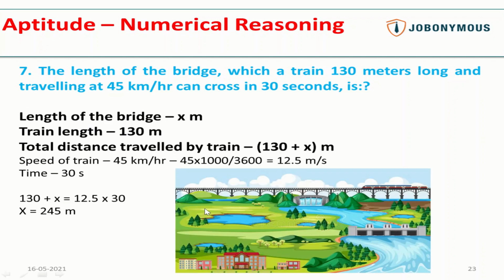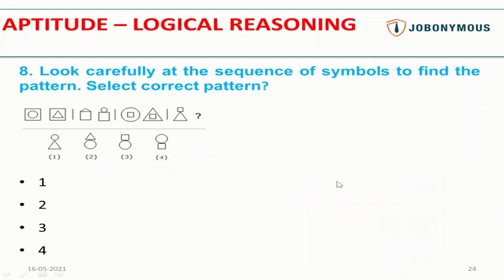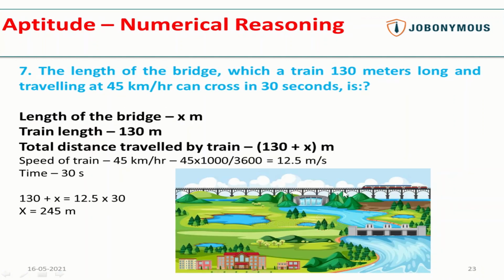Whenever a train is passing through a bridge, you can assume the length of the bridge as x and the train is 130. So the total distance that the train will cover after crossing the bridge will be the length of the bridge plus the length of the train. So it will be 130 plus x. Then speed and time are given. You can apply speed equal to distance upon time, and then you will find the value of x as 245.